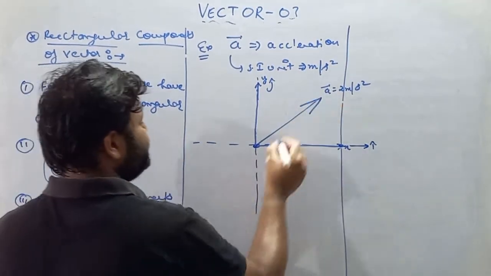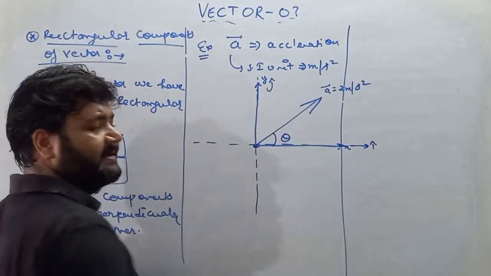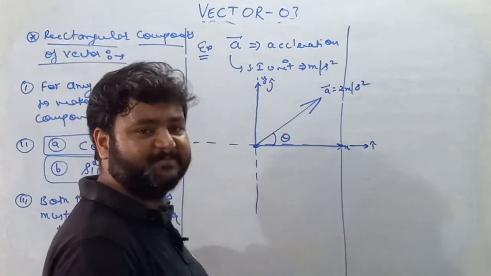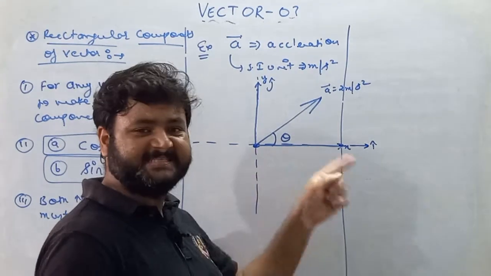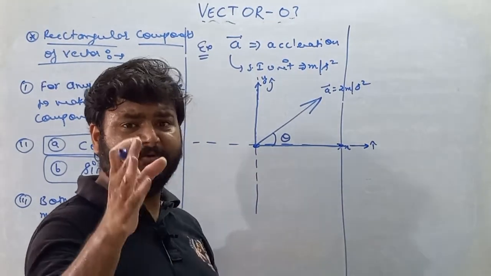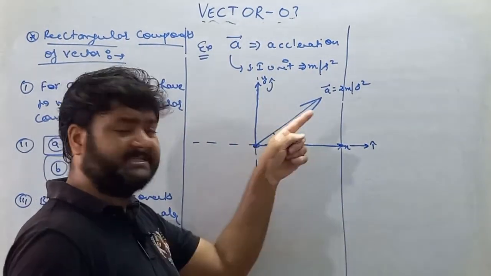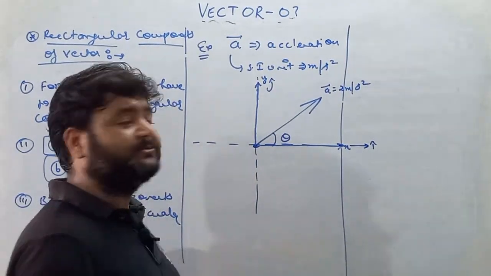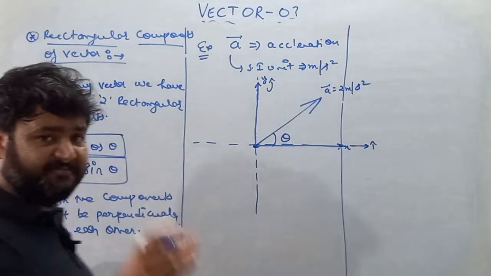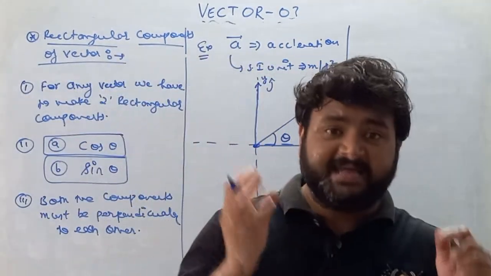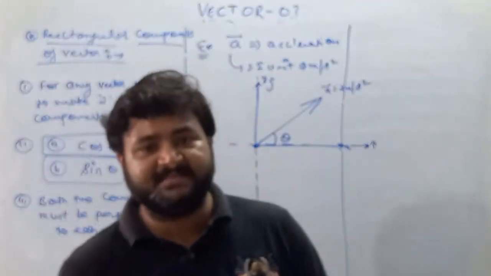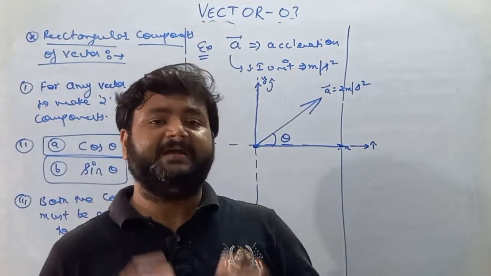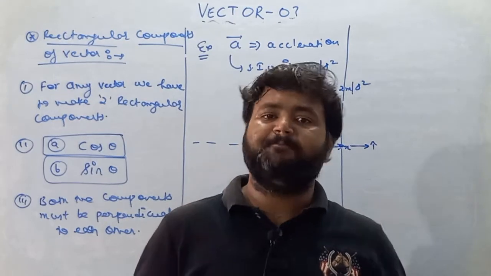Let's suppose this acceleration is making some angle theta with the x-axis. I hope you all are getting my point. The acceleration is making angle theta with the x-axis. So my dear student, in this situation, if any vector quantity cannot lie along the x-axis or along the y-axis, then we form its rectangular component.